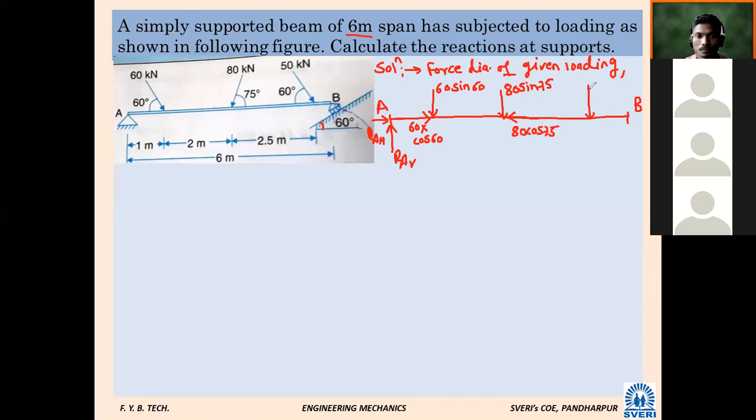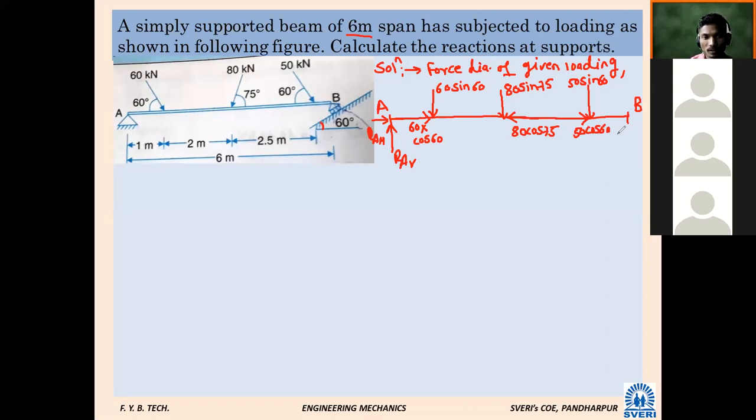50 sin 60. Horizontal component towards left or towards right? Right side, towards right. What will be that? 50 cos 60. Okay. RB now.